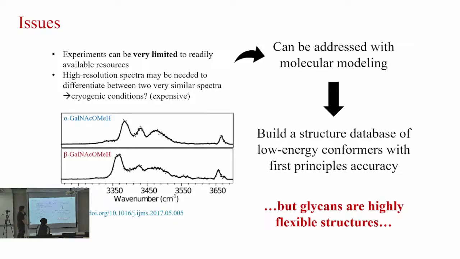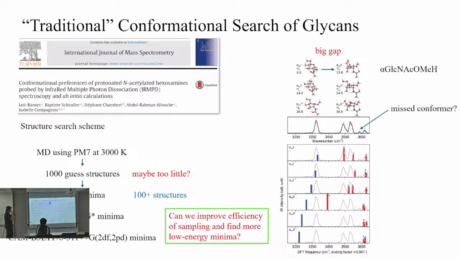Okay, so in one of the earlier papers of this French group, led by Dr. Isabelle Compagnon, they have done this. They have done the experimental and computational simulation of this particular system via IRMPD and ab initio calculation. So they looked into the protonated and acetylated hexosamine. You don't need to worry too much about the actual structure, but know that this is a pyranose. This is a 6-membered ring sugar.